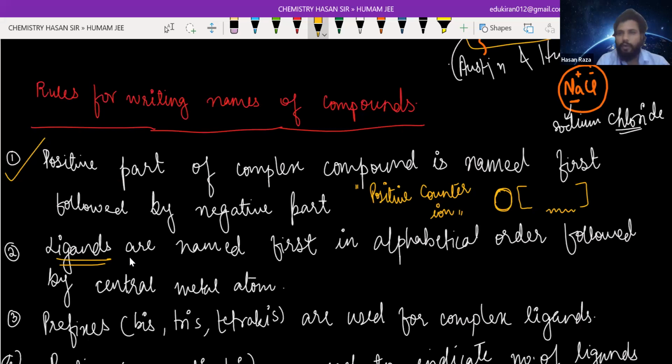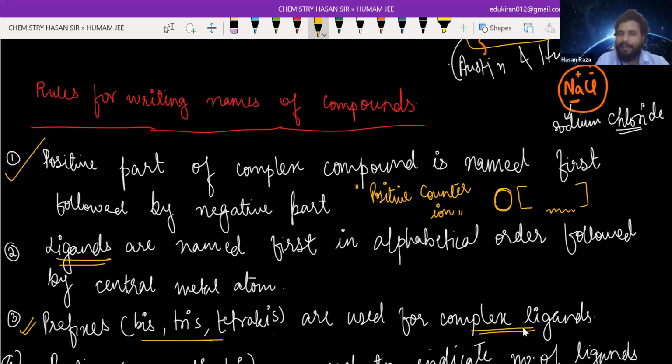How will you come to know? You know each and every name of the ligands. So ligands are named first in alphabetical order, followed by the central atom. That means if there is a positive counter ion, you name that, then come to the ligands, write the names in alphabetical order, and then write the name of the central metal atom. Now, the prefixes we use are bis, tris, tetrakis. Bis means twice, tris means three times, tetrakis means four times, pentakis means five times. These prefixes we use for complex ligands.